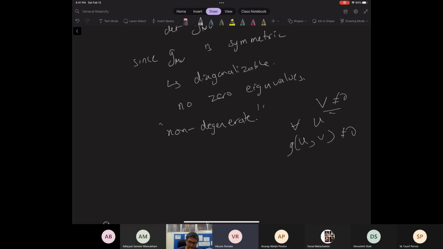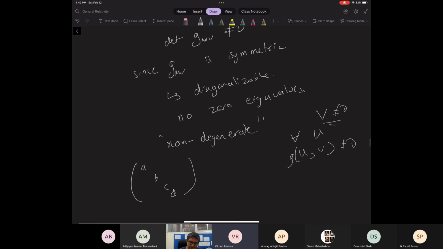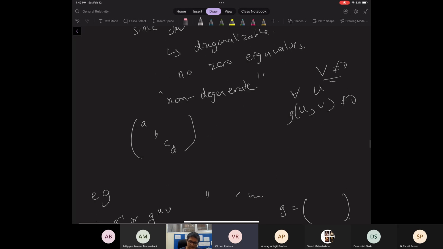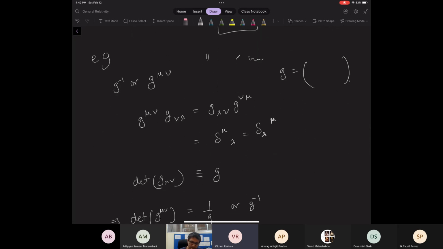So if I diagonalize the metric, then I will get a, b, c, d, and all of a, b, c, d will be non-zero. Alternatively, now that I can define the determinant, since the determinant is non-zero or the eigenvalues are non-zero, I can define the inverse of the metric also. And the inverse metric is denoted symbolically using indices as G upper mu upper nu.